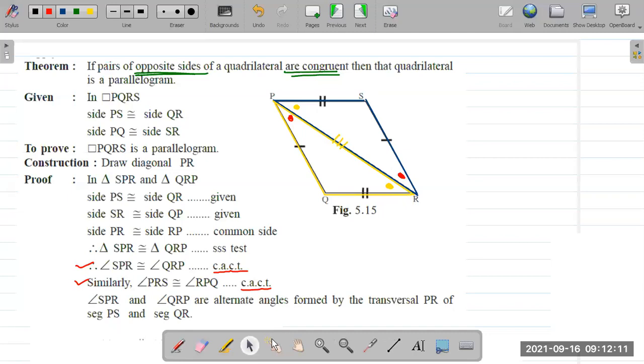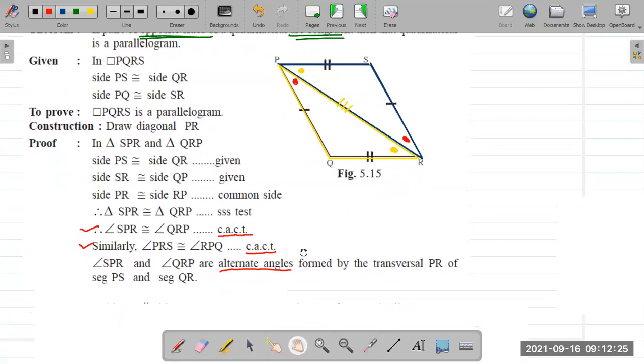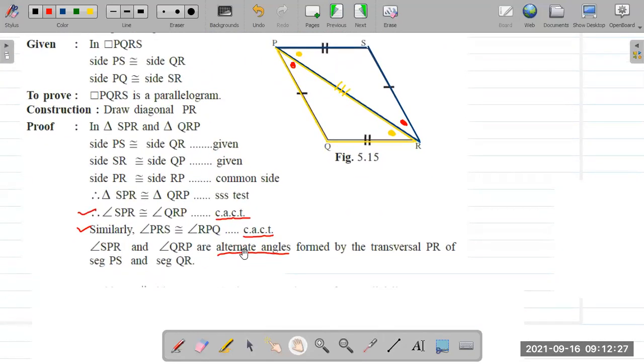So how are we proving that this is a parallelogram? We are trying to prove that the opposite sides are parallel. And how did we get the opposite sides parallel? By using alternate angles. All right, so let us look at the remaining proof. Since these are alternate angles, therefore what can we say? Therefore side PS is parallel to QR. This is the alternate angles test for parallel lines.